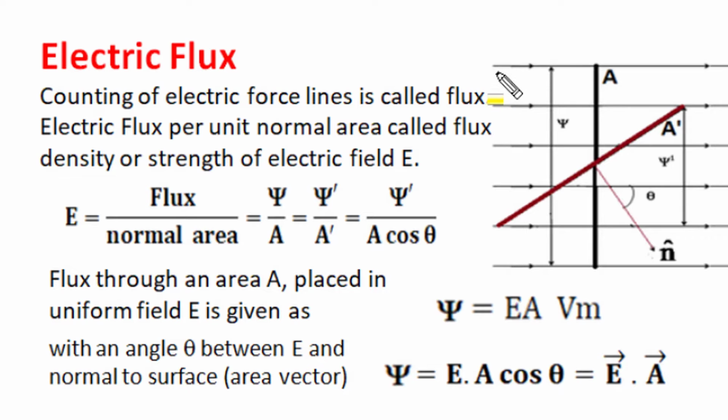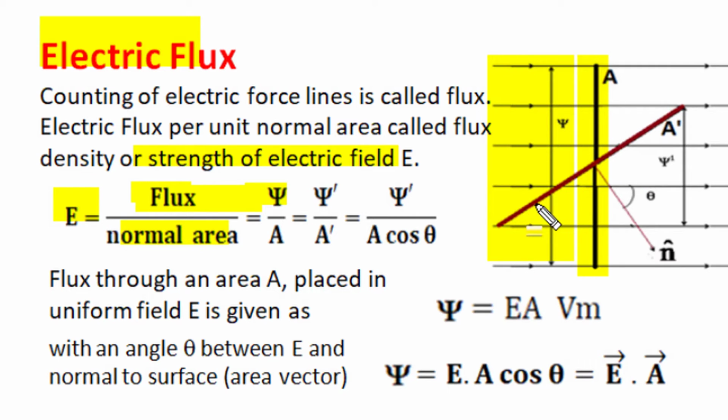Let's start. Counting of electric force lines is known as electric flux, and electric flux crossing per unit normal area is called flux density or strength of electric field. So if A area is placed normal to electric force lines and total amount of flux psi is passing through it, then the ratio of flux and normal area is known as flux density or strength of electric field.